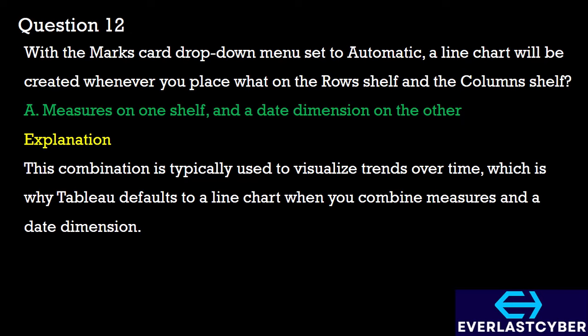The same thing for option D: using a date dimension followed by a continuous measure on one shelf would also produce a line chart, but the phrasing of option A that we have is more typical and precise when referring to how Tableau automatically generates a line chart. Remember, sometimes the options you've been given might sound similar, but you have to read the question, read all the options, and select the one that best suits the question being asked. So out of the options, option A best suits the question being asked.